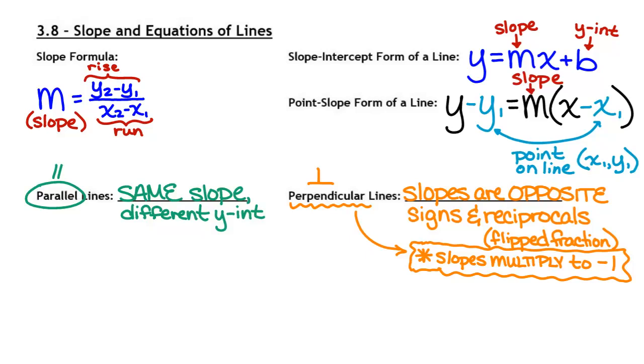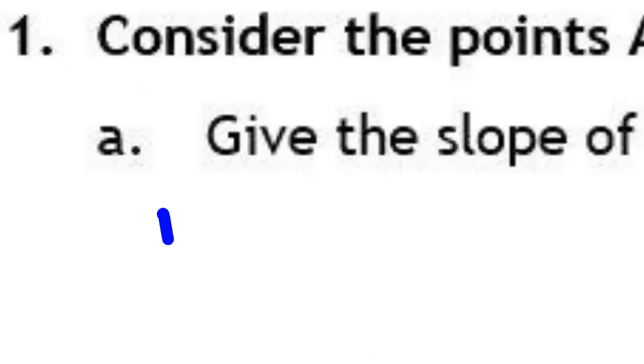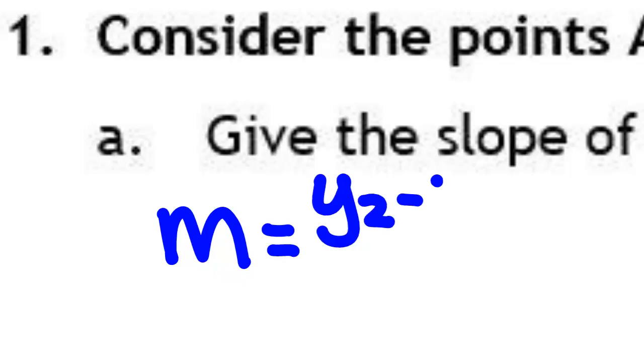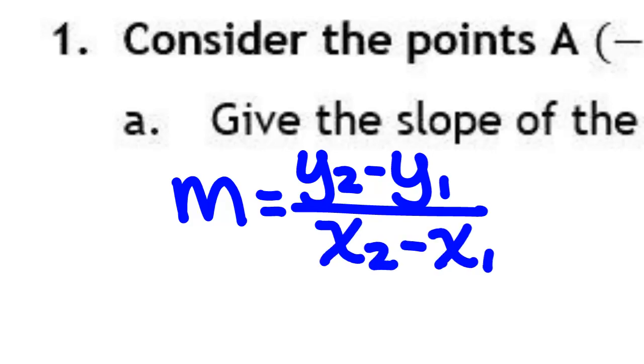Let's start looking at a couple of problems. Let's look down at number 1. In number 1, we are given two different points, points A and B. And we are asked to find the slope of the line that goes through those 2 points. So if we're going to find the slope of the line that goes through those points, we're going to do m equals y2 minus y1 over x2 minus x1.